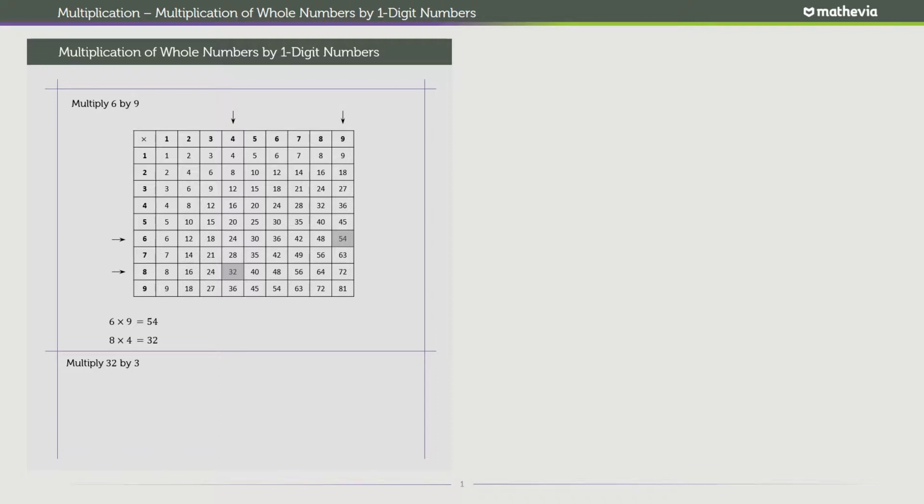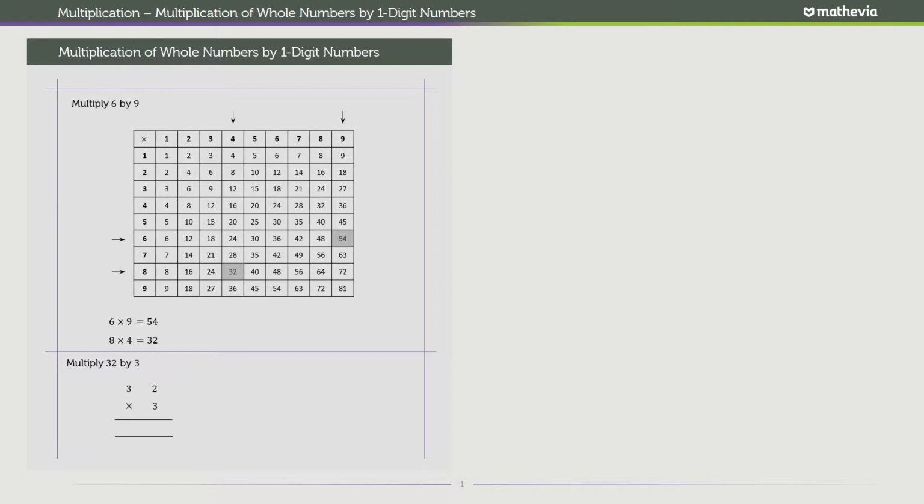Now, what if you were asked to multiply 32 by 3? You can't multiply 32 by 3 using the multiplication table, because our multiplication table doesn't go up to 32. It only works for numbers less than 9. So, how would you multiply 32 by 3? I'm going to show you how you do that.